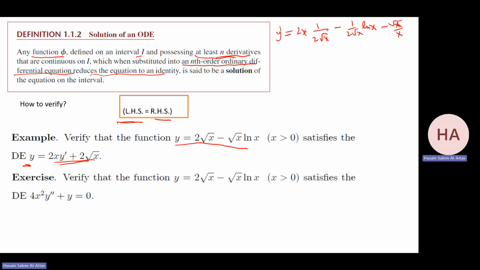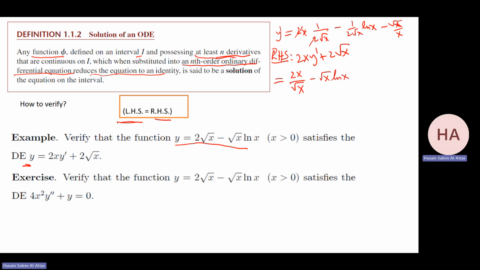In this case, I will start with the right-hand side, since I have this, and do the calculation. It's 2x y prime plus 2 root x. And that will be what? 2x times this, the 1 over 2 root x cancels, so I have 2x over square root of x. Here I have, multiplying by 2x, minus square root of x ln x.